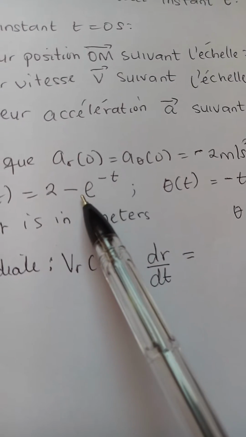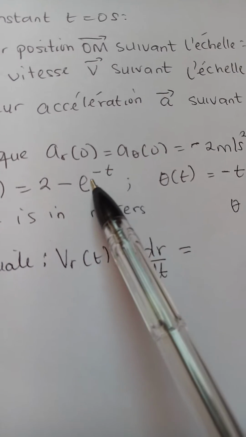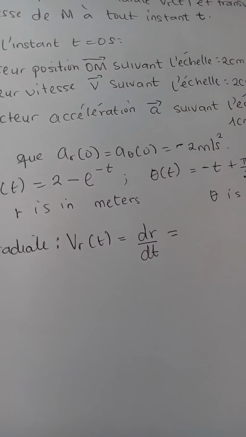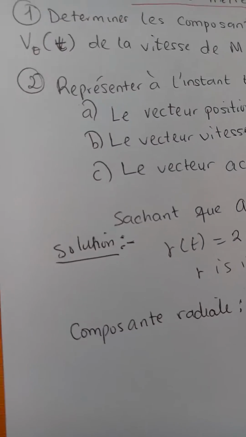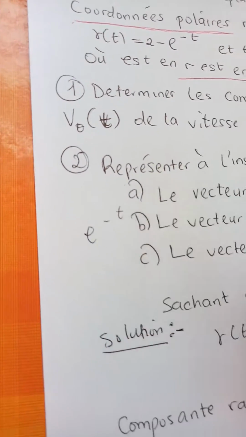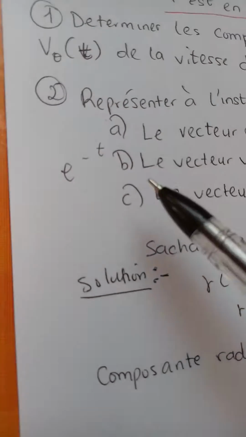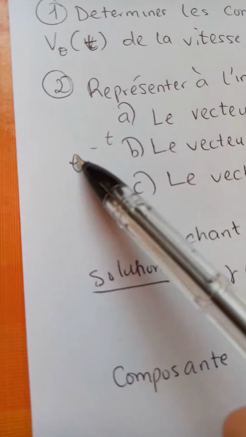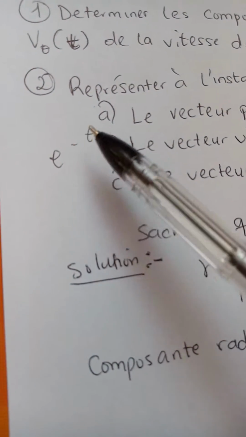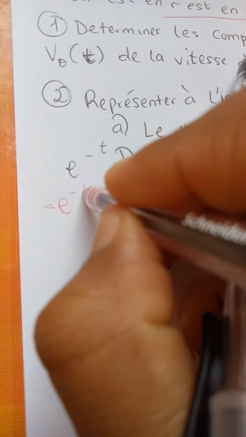When you're deriving, let's look at exponential minus t alone first. When you're deriving something like exponential minus t, where am I going to put this? Okay, I'll put it here. Exponential minus t. This comes here, so it becomes minus exponential minus t. So you're having minus exponential minus t.